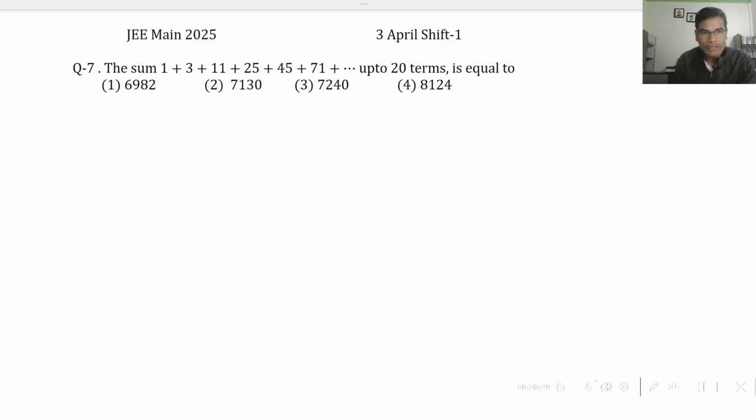So here we have to find the sum of the series, which is given as 1 plus 3 plus 11 plus 25 plus 45 plus 71 and so on, up to 20 terms. To find the sum of this series, we need to know all those 20 terms. I mean, what will be the next term after 71?